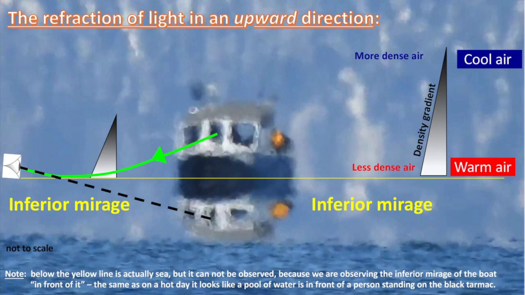The refraction of light in an upward direction. Note: below the yellow line is actually sea, but it cannot be observed because we are observing the inferior mirage of the boat in front of it. The same as on a hot day, it looks like a pool of water is in front of a person standing on the black tarmac.